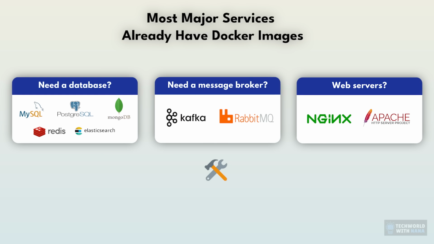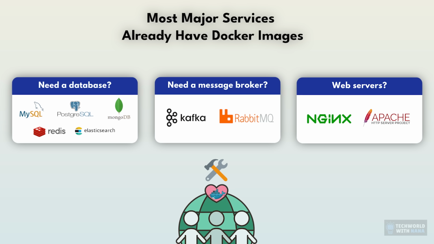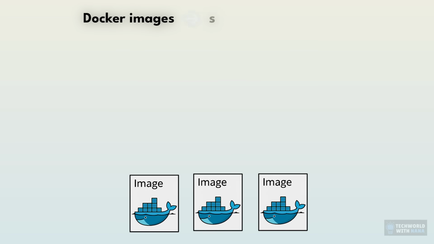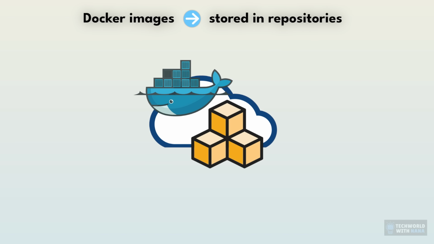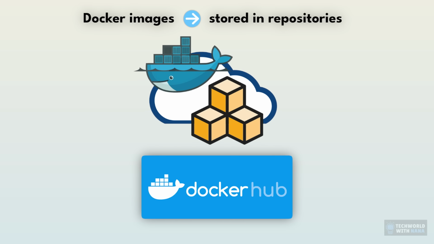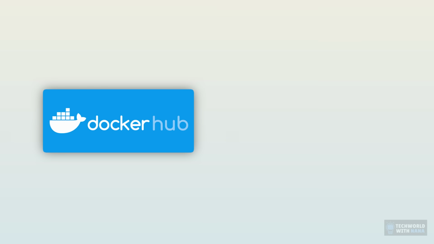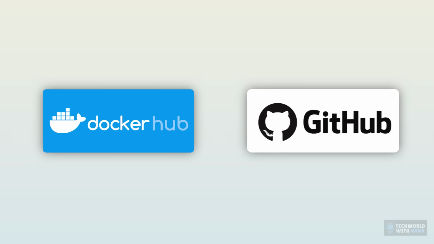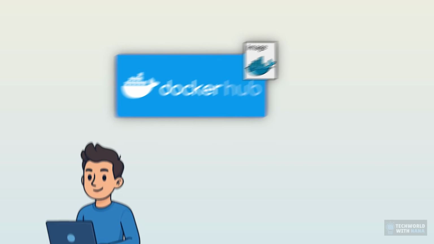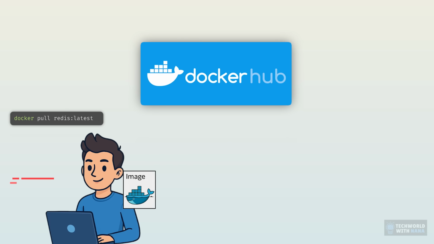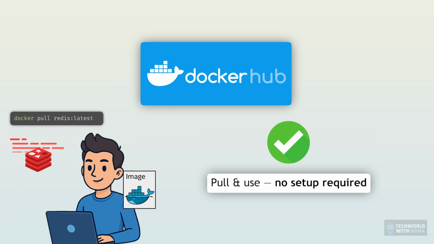And these images are maintained by the software vendors themselves or the Docker community. All these images are stored in what's called Docker repositories, with Docker Hub being the most popular public repository. So think of Docker Hub as GitHub, but for container images instead of code. This means that anyone can pull these images and use them in their applications without needing to know how to configure the services from scratch.